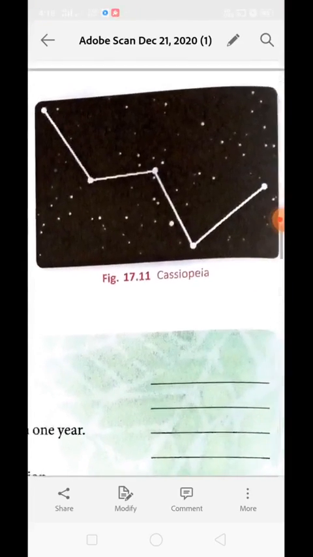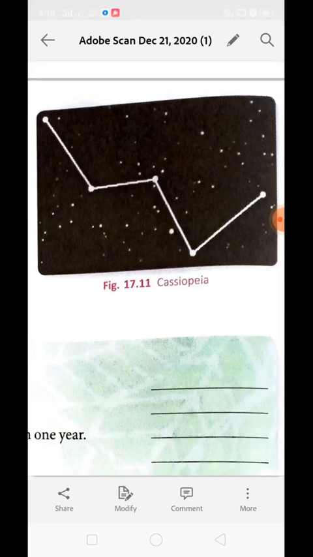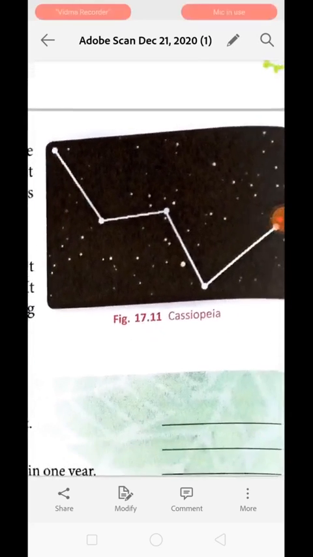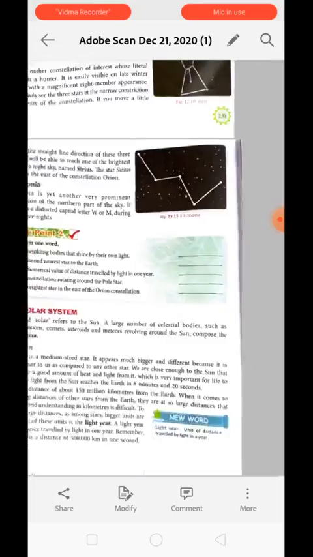This is Cassiopeia. Cassiopeia is yet another very prominent constellation of the northeast part of the sky. It appears as a distorted capital letter W or M during early winter nights. It appears to be like a W or it can be an M if we invert the diagram. Okay, so this is all about the constellations that we have to study.